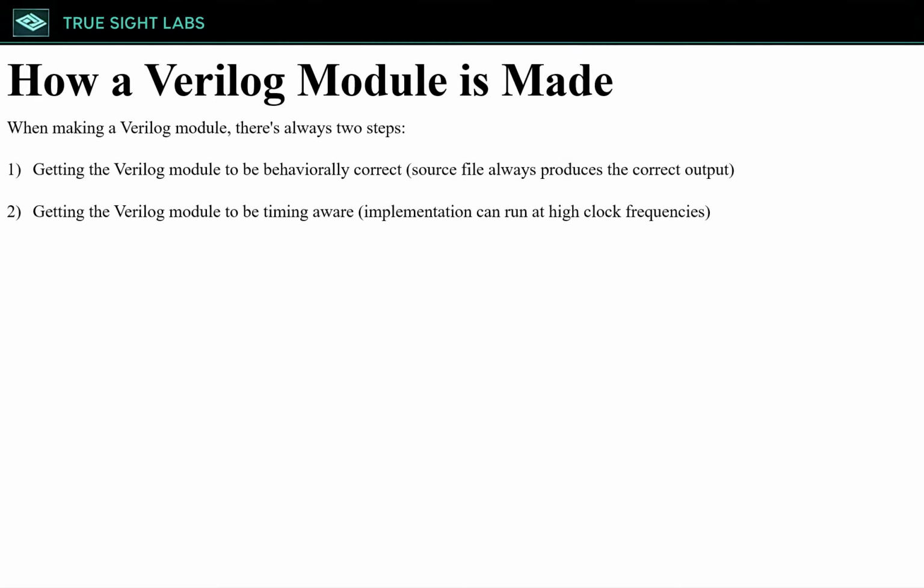So to start, let's go over how a Verilog module is made. When making a Verilog module, there's always two steps. The first is getting the Verilog module to be behaviorally correct. A Verilog module is considered behaviorally correct when the source file always produces the correct output. The second is getting the Verilog module to be timing aware. A Verilog module is considered timing aware when its implementation can run at high clock frequencies.